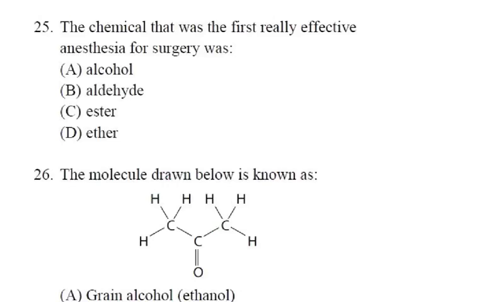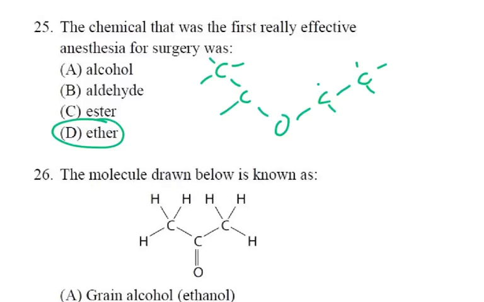For 25, the chemical that was first really effective anesthesia. Okay, the anesthesia, that was the diethyl ether. And this you just know from the notes, and you're just memorizing the examples that we talked about. For ether, the really only famous ether is diethyl ether, the first really good painkiller for surgery.